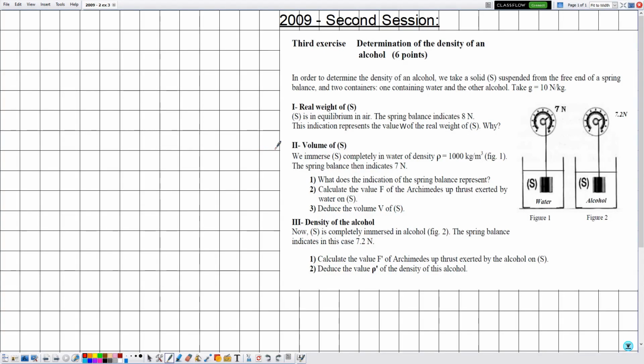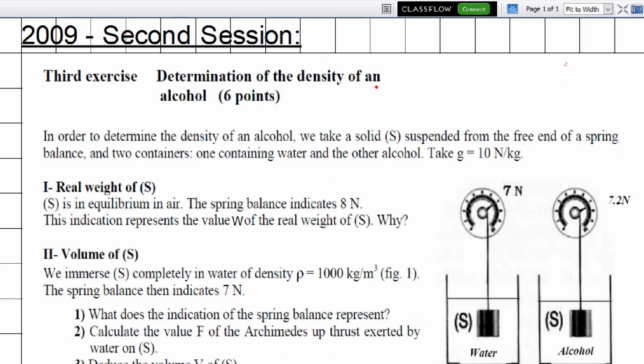In this one we are going to solve an exercise related to mechanics and the chapters of mechanical actions, equilibrium of a body, and Archimedes upthrust. This exercise was in the Brevet exams in 2009, second session, third exercise. The title of this exercise is Determination of the Density of an Alcohol.